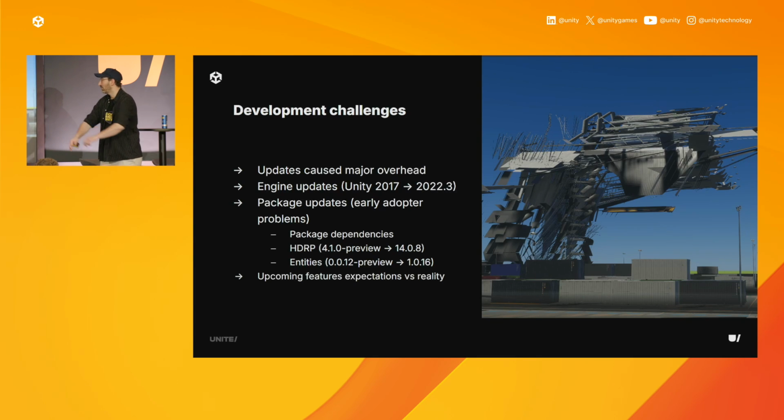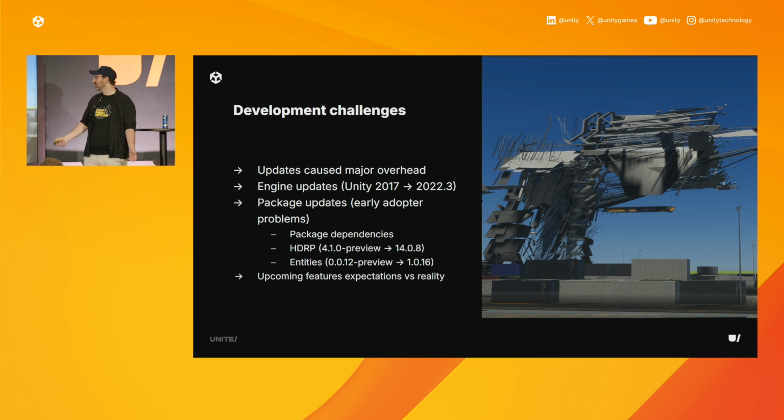And I'm going to wrap up my talk now with the development challenges. I need to mention it because it's been a long process to update the engine. So we started from Unity 2017 to 2022, from HDRP 4 to HDRP 14, and from Entities 0.0.12 to Entities 1.16. So we've seen a lot of iteration in each of these packages. And as an early adopter, we have faced some problems.